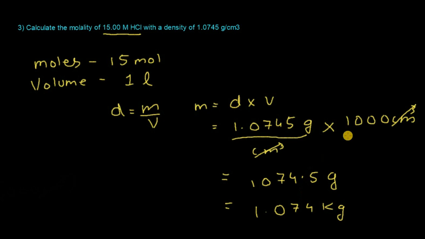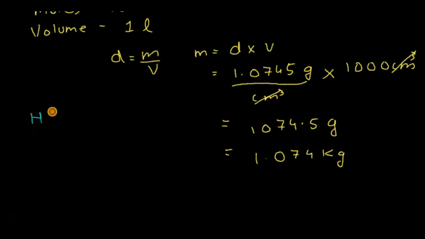Now we have the mass of the solution, but we need to calculate the mass of the solvent in order to calculate the molality. So let us proceed in doing that. How can we do that? Here we have the mass of the solution. So if we subtract the mass of the solute, that is the mass of 15 moles of hydrochloric acid, then what we get is the mass of the solvent itself. We first find the molar mass of hydrochloric acid. So there is 1 atom of hydrogen and mass of 1 atom is 1, and there is 1 atom of chlorine and mass of 1 atom is 35.5. So the molar mass of hydrochloric acid is 36.5 grams.